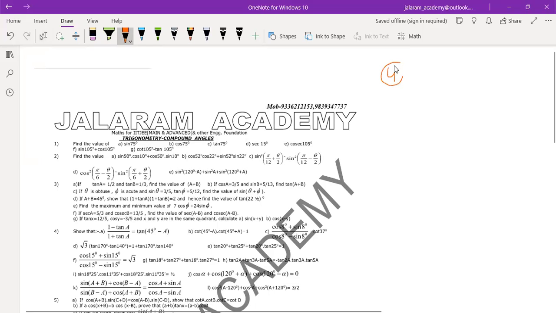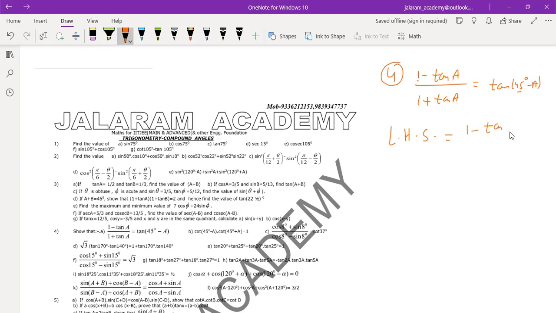Now we will discuss some important identities to be proved using the results of compound angles. Like this question number 4a, we have to prove that (1 minus tan A) over (1 plus tan A) equals tan(45 degree minus A). So first of all, think about the relationship between this 1 and 45 degree.